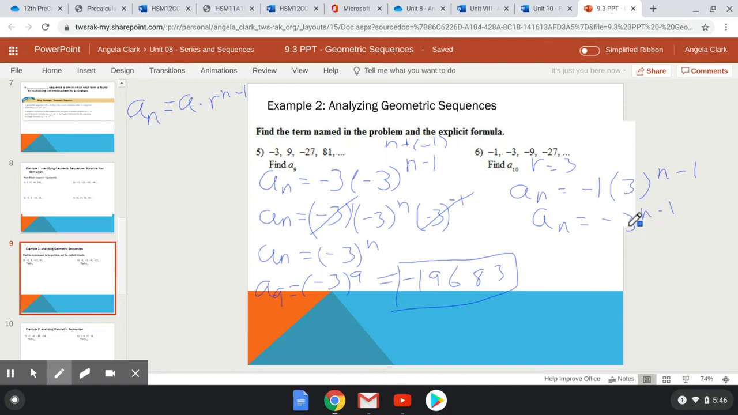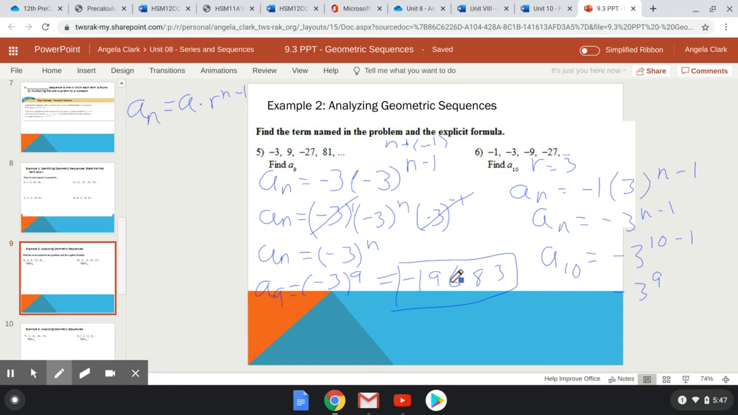So remember, though, when you're putting this into your calculator, that now the n minus 1 does not apply to the negative. So if you're putting this in your calculator, you would not put parentheses around the negative because it doesn't apply to the negative. So let's find A10, or the 10th term. A10 equals negative 3 to the 10 minus 1, or negative 3 to the 9th. So it's always going to be 1 less than this number, right?